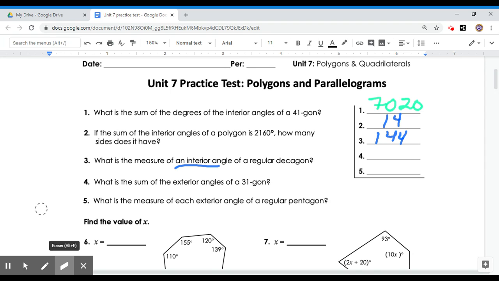Okay, so what is the sum of the exterior angles of a 31 gon? So this is a trick question. You do not need to do any work. It doesn't matter what this says. If it says sum of the exterior angles, that's always 360.